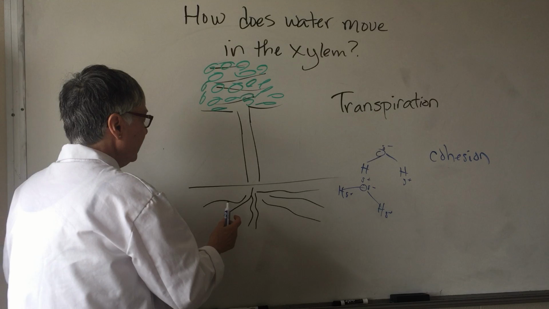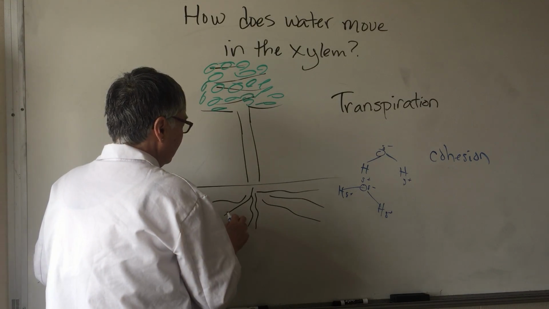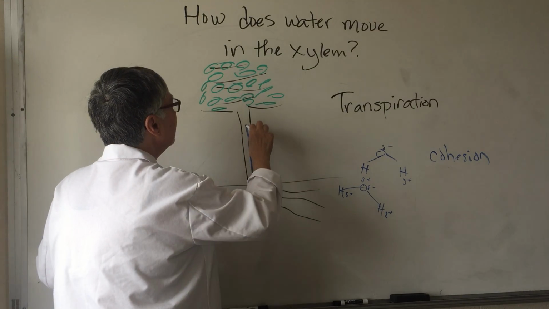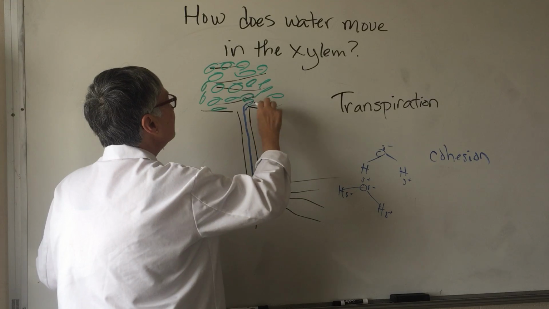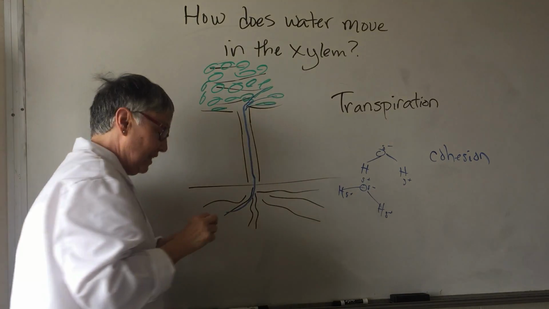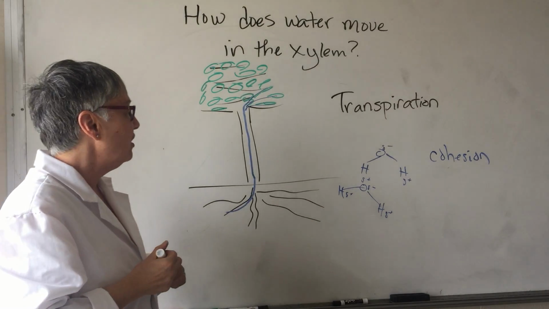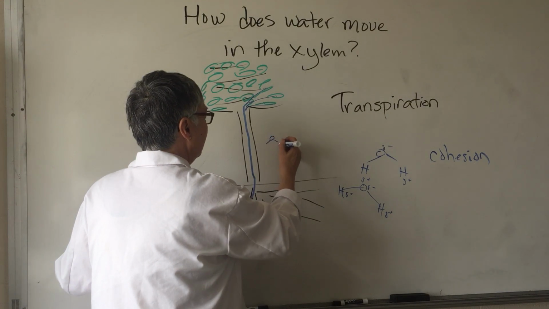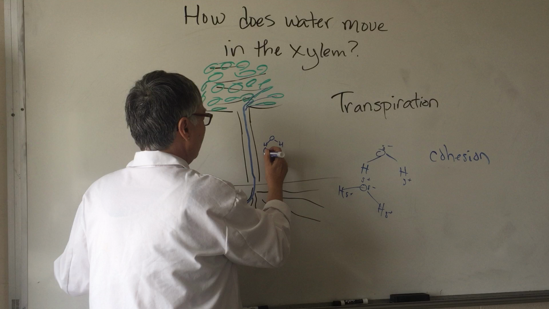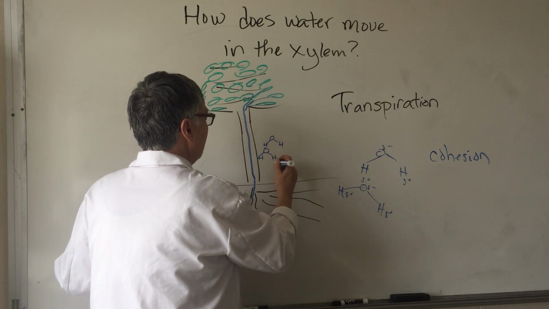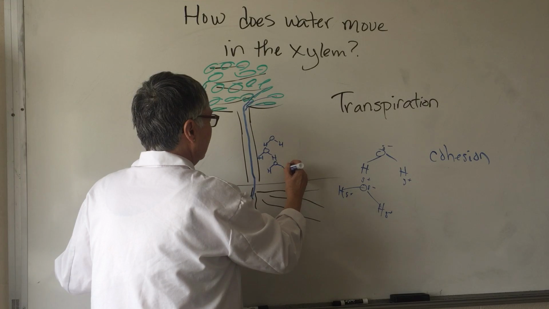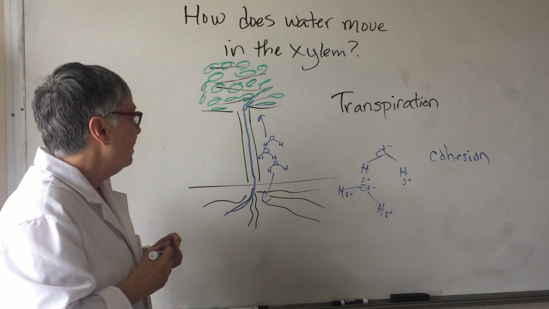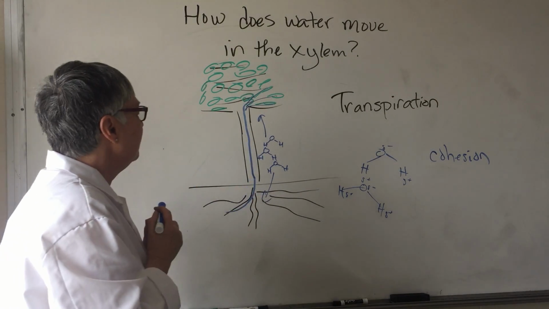So basically what we're looking at is a continuous system of tubes from the roots all the way up the trunk or the stem into the leaves. And within that system of tubes, there is a chain of water molecules. So if you can picture water molecules bonded to each other all the way down and all the way up, that gives you part of the picture here.